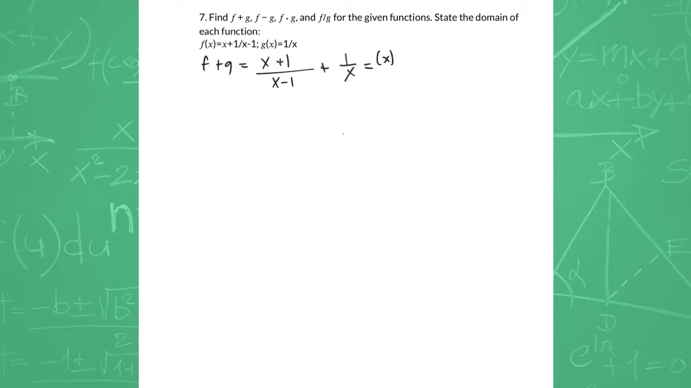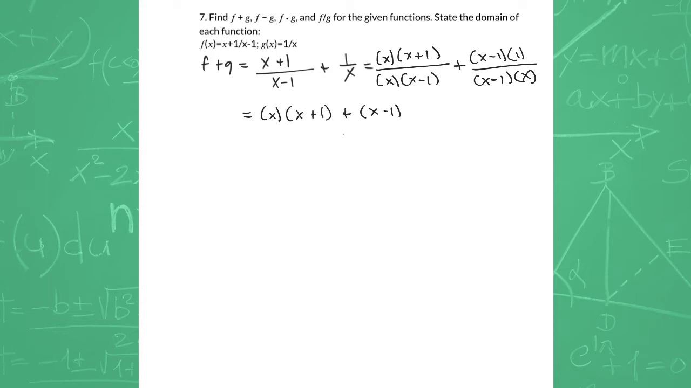So when we do that, we have x times x plus 1 over x times x minus 1 plus x minus 1 times 1 over x minus 1 times x. Okay, so now we can add them just as we would add two fractions, leaving the denominator the same.